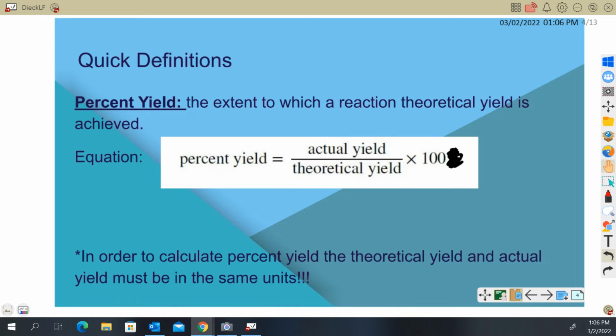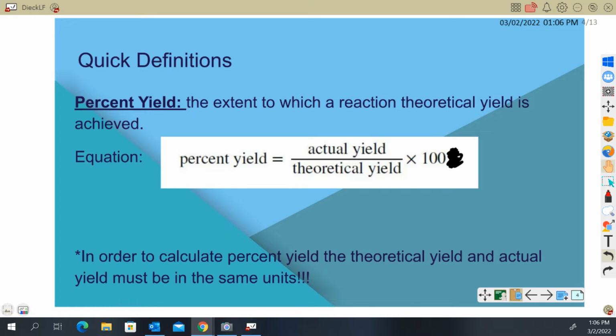Percent yield is the extent to which a reaction's theoretical yield is achieved, or basically how close were you to what you should have gotten. So your equation is actual yield over theoretical yield times 100. And that's going to give you a percentage, and that percentage is going to be your percent yield. So how close were you to a perfect situation?